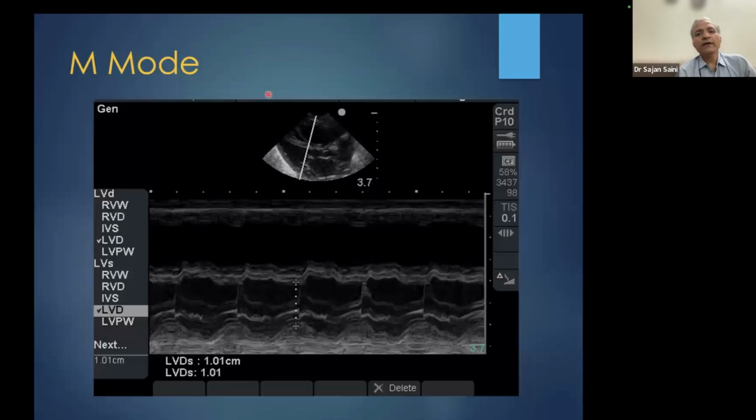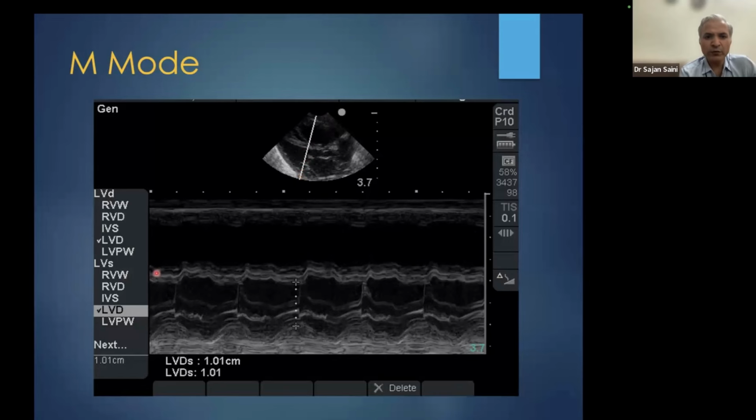What is M mode? M mode is the motion mode. It is also known as motion mode. Ultrasound beams are sent along a single line in the anatomical area of interest. So this is the same view which I have been discussing previously. So this is the left ventricle, this is the interventricular septum, this is the posterior wall, this is the mitral valve. So this line is cutting through the right ventricle, interventricular septum, mitral leaflets, and posterior wall. And this line is cutting these structures at this particular point, only at the tip of the mitral valve, and at the posterior wall at a particular point.